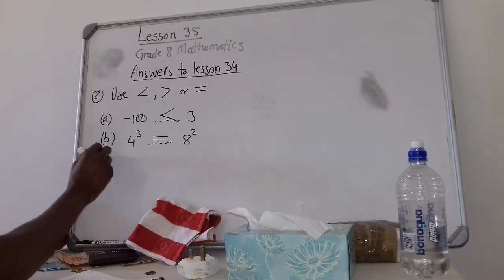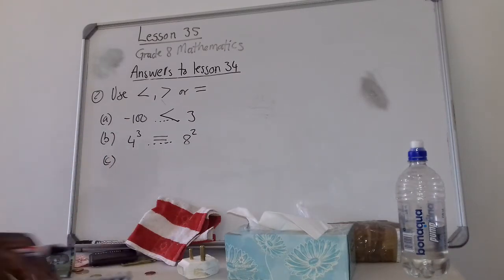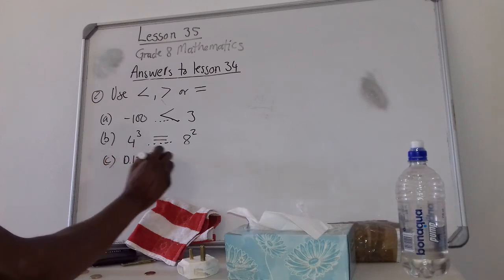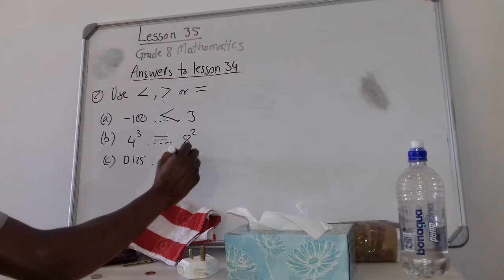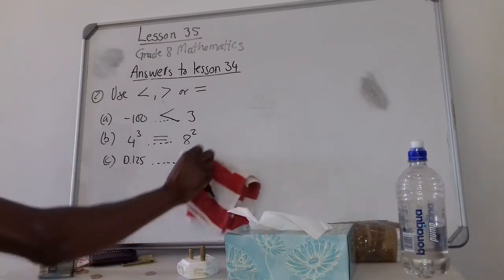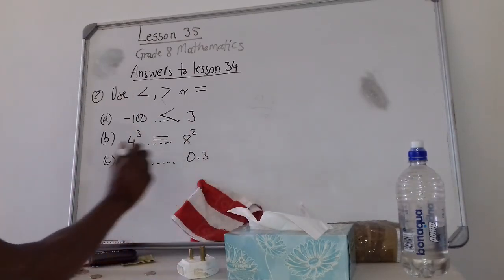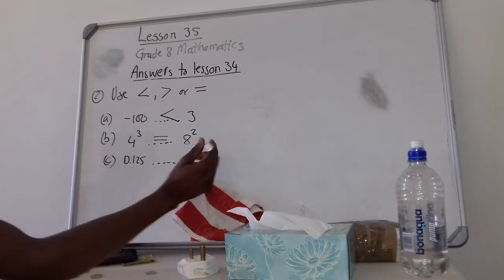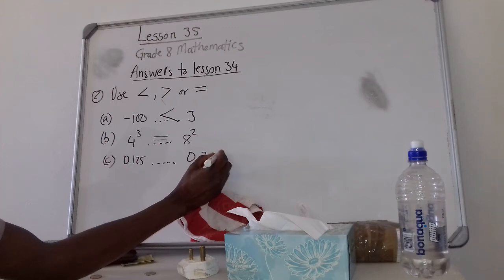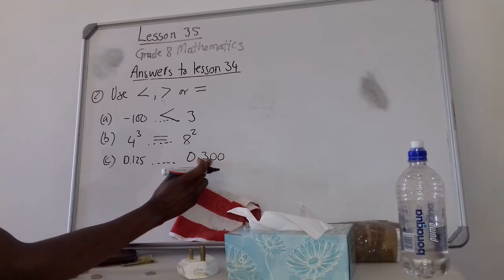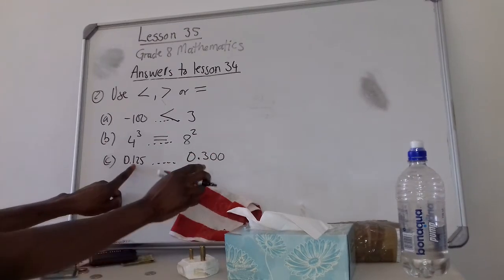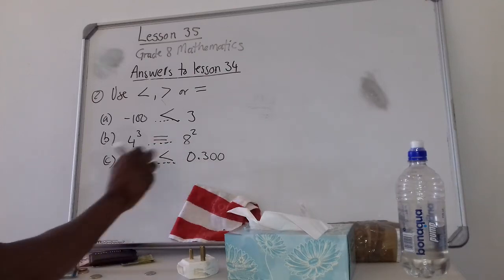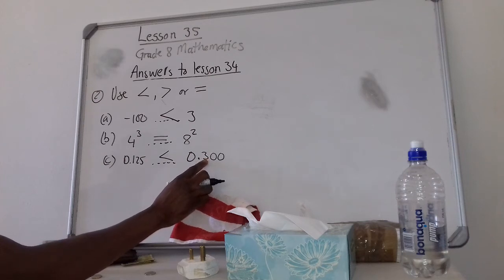Let's go to part C. You are given 0.125 and 0.3. This is straightforward because you just look at the first digit. This is 0.1 and this is 0.3. You can look at it as 0.300. So 0.1 versus 0.3, this number is bigger because 1 is smaller than 3.